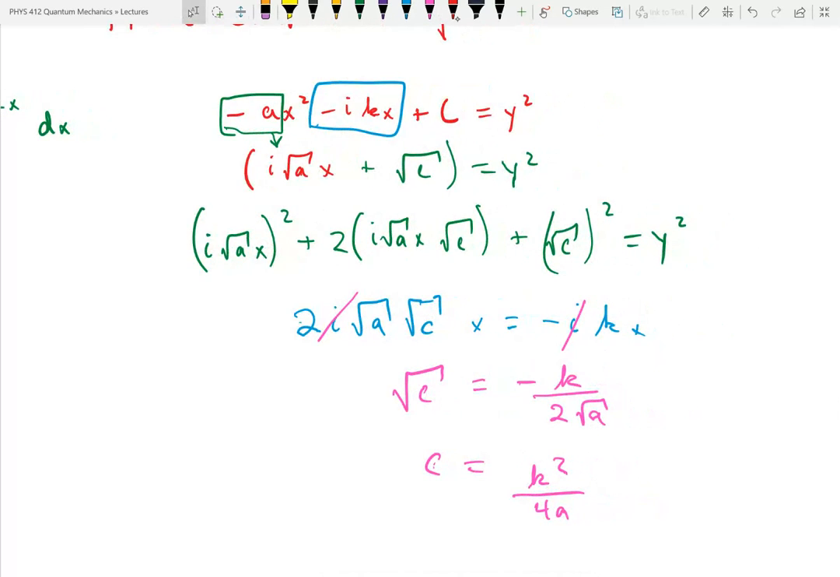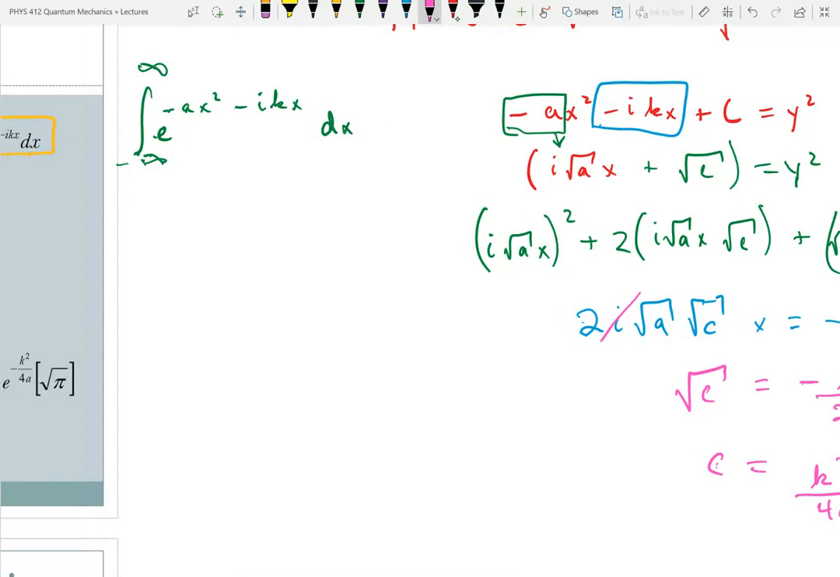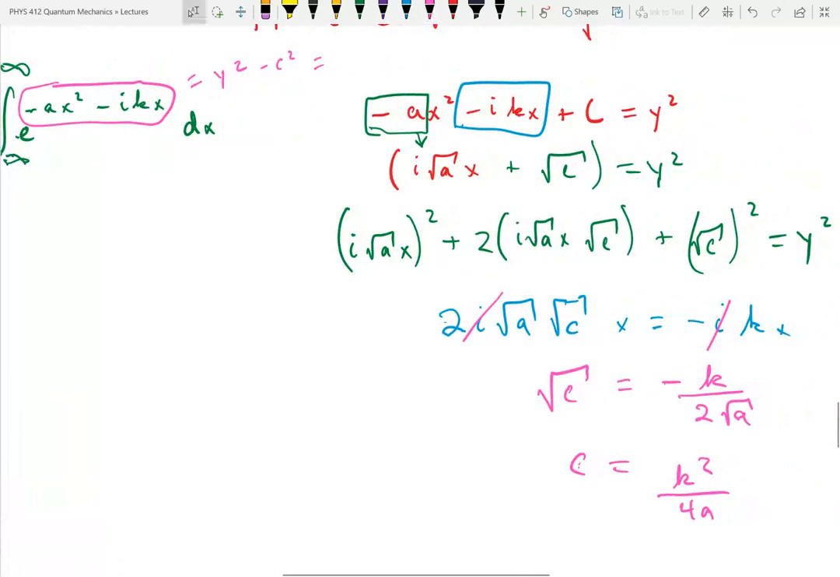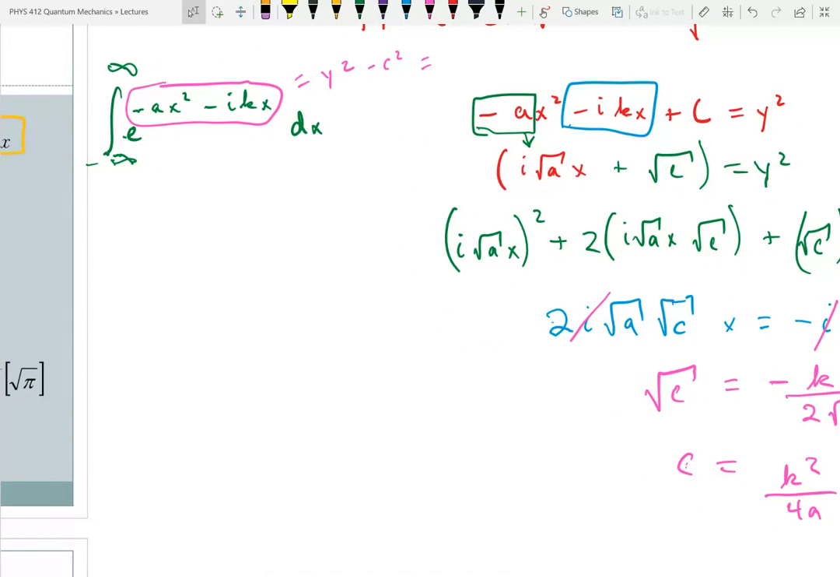So if I take my exponent here, this right here is equal to y squared minus c squared, or y squared minus, oh, not c squared, y squared minus c, which is equal to y squared minus k squared over 4a. But that gives me an easier looking integral.